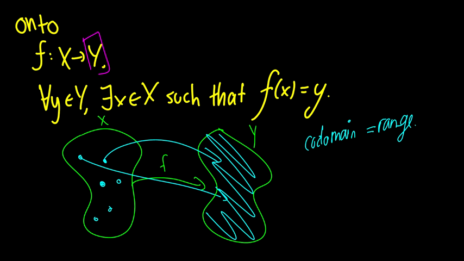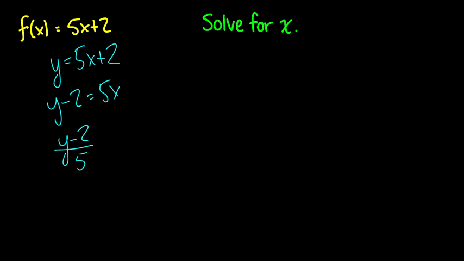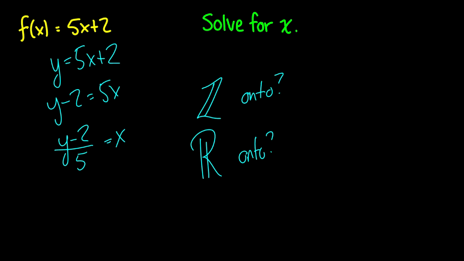You're saying, wait a second, how do I prove this? So let's go right into an example here. We have f of x is equal to 5x plus 2. I'm going to rewrite this as y is equal to 5x plus 2, and basically what we do is we solve for x. Okay, well we have y minus 2 is equal to 5x, so (y minus 2) over 5 is equal to x. So here's the question. Is it onto in the set of integers, and is it onto in the set of real numbers?